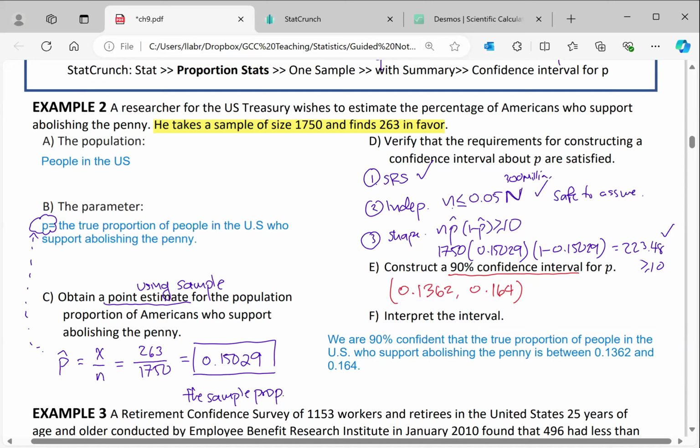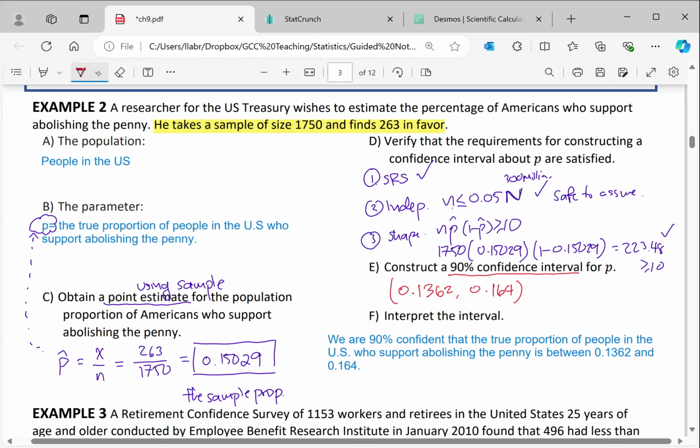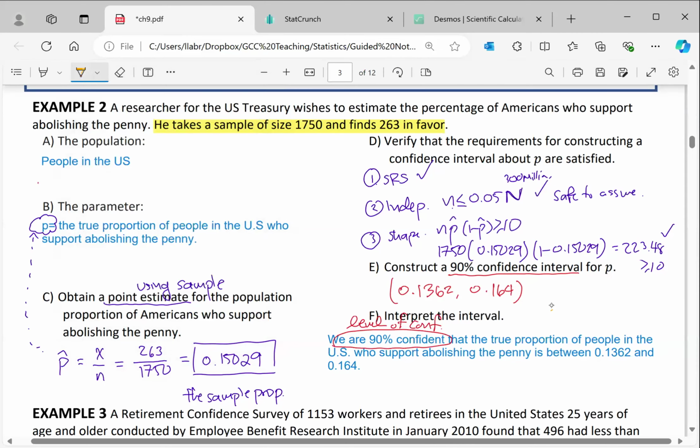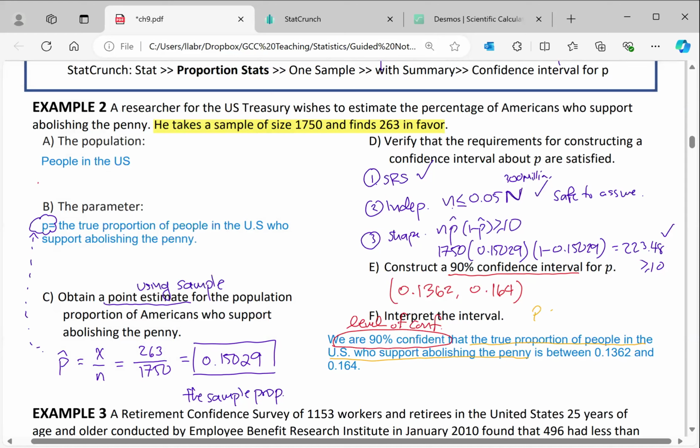So let me emphasize how this interpretation piece works. You're always going to talk about the level of confidence. And then you're essentially writing down the parameter. Just the level of confidence, you write what your parameter is, and then you give me the interval. Notice that the parameter here that I'm talking about is the proportion.